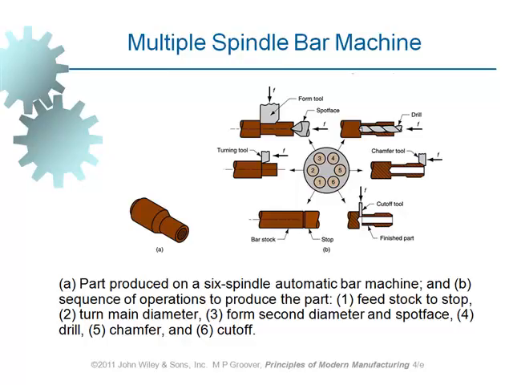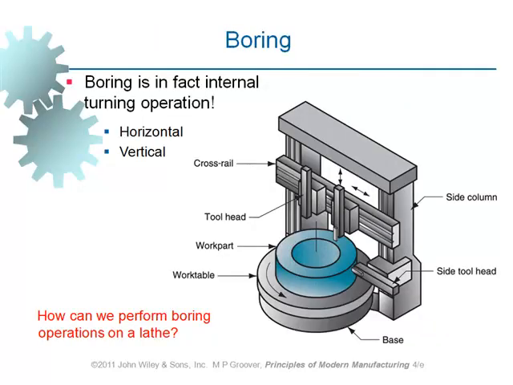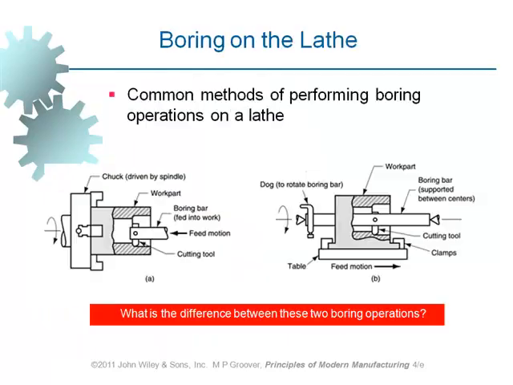Okay? Moving on. This is the boring machine which was explained, so I'm going to just pass this. We can do boring operation on the lathe, as you can see here, by clamping the part. As you can see here, the part is clamped on the chuck.